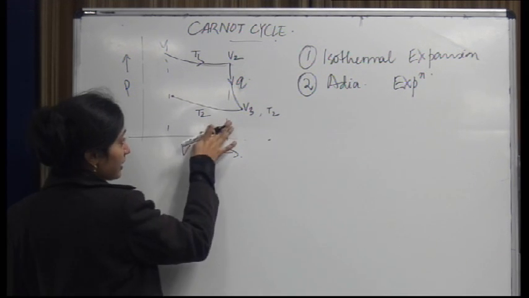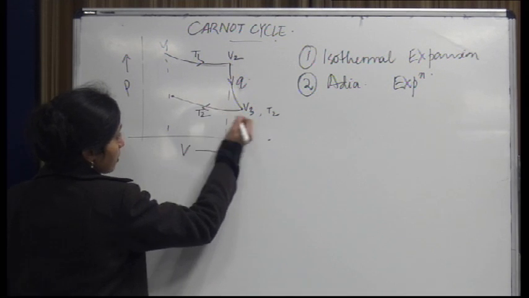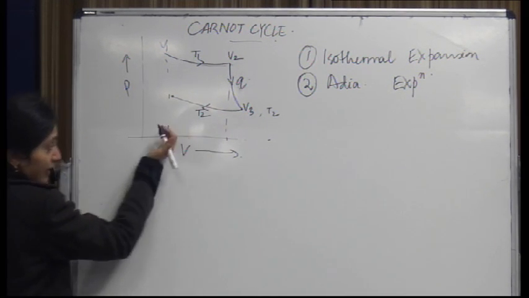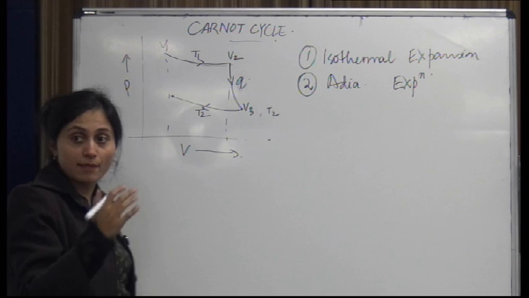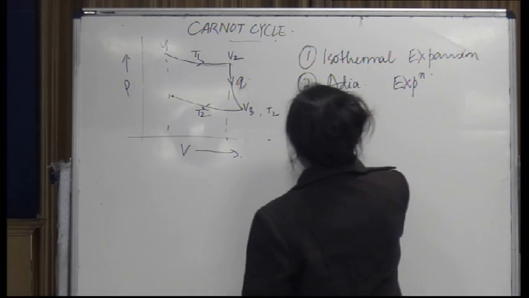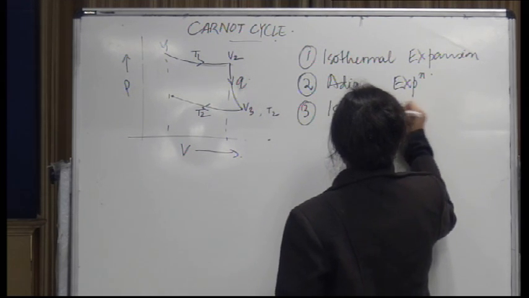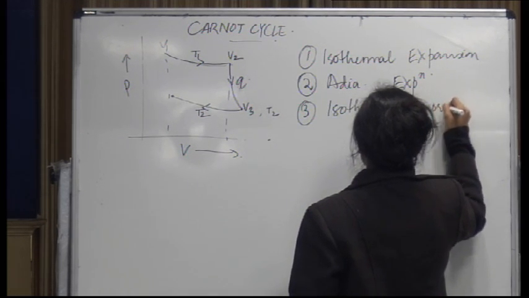So now he keeps the temperature T2 as constant and brings about, now what will happen to volume? It is getting reduced. So what is happening? If it is not expansion, it is compression. So the third step is isothermal compression.